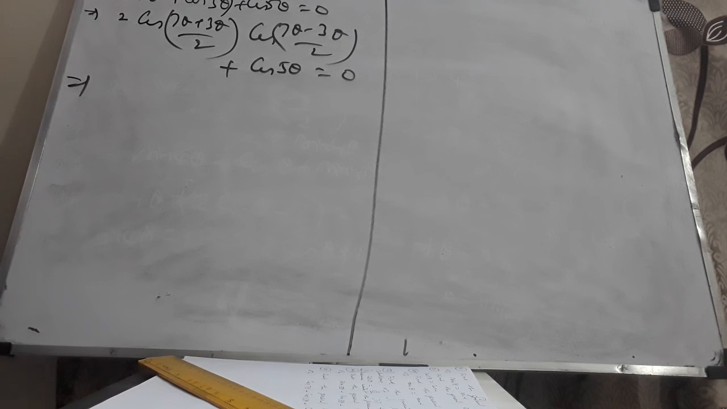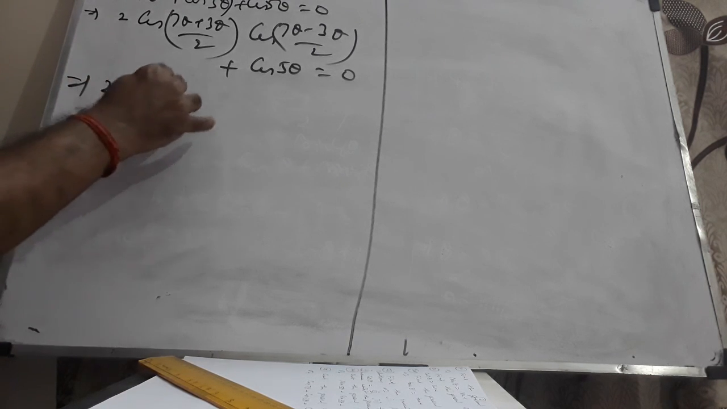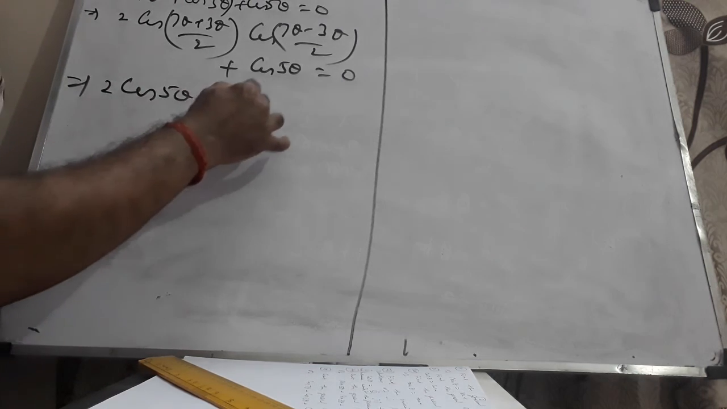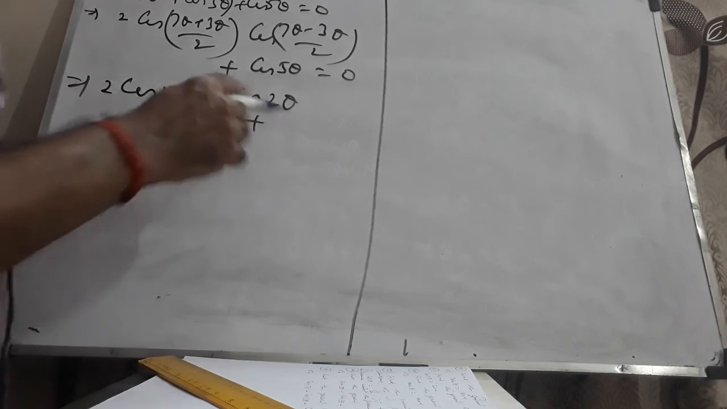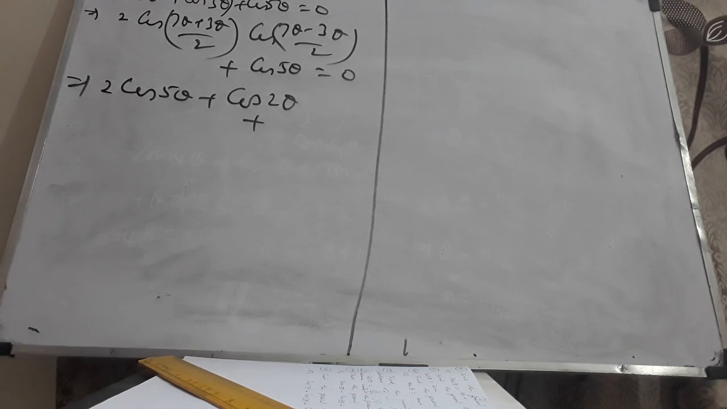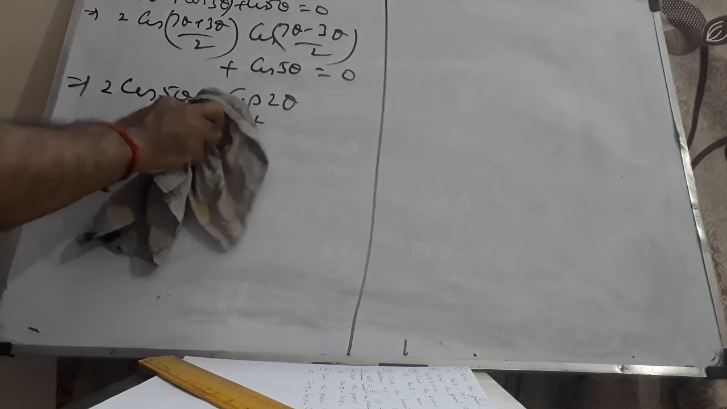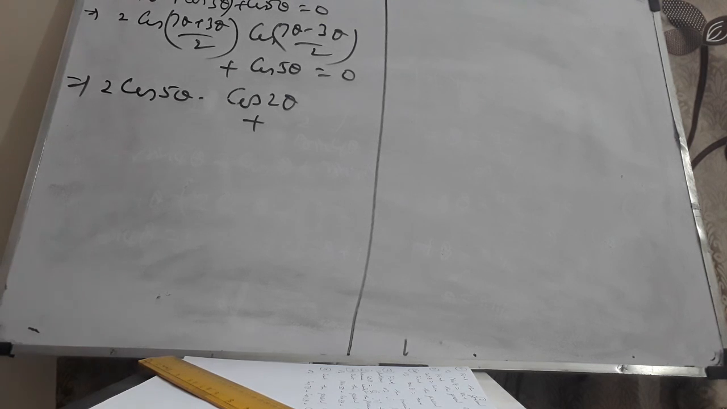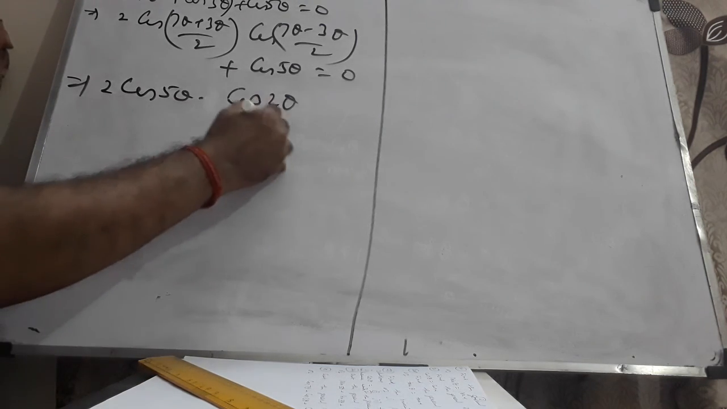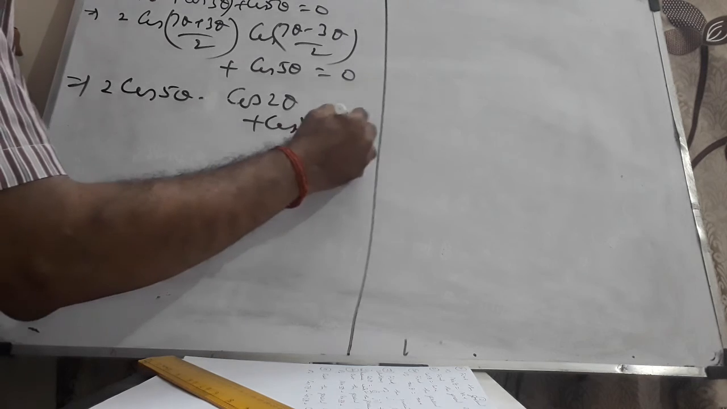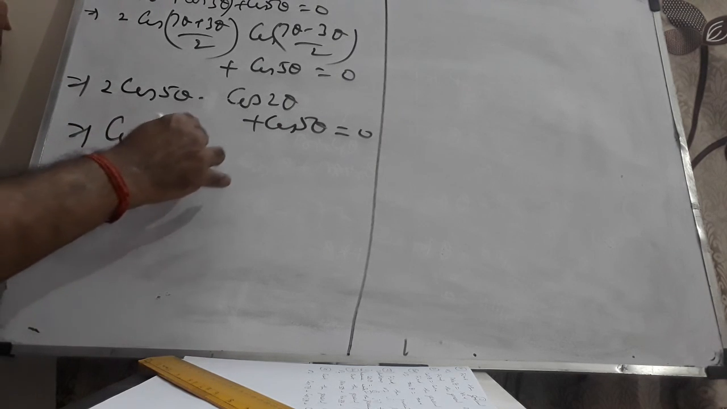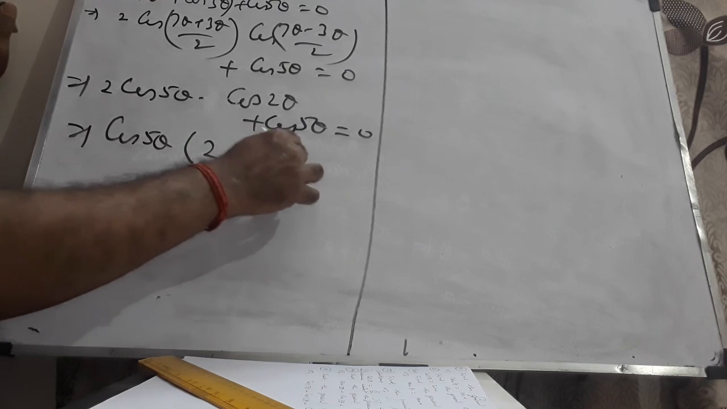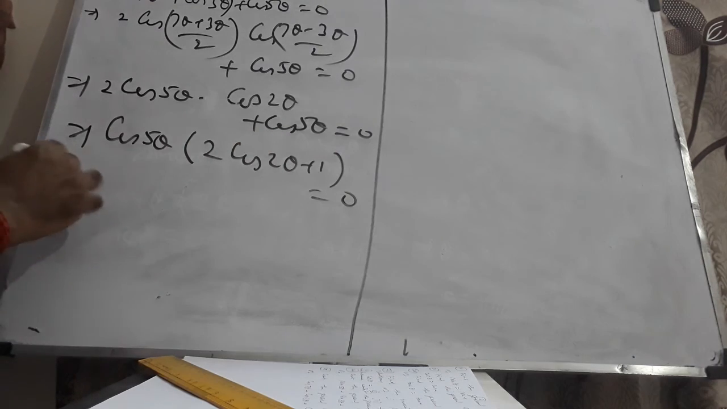Usage of cos C plus cos D formula: 2 cos 5 theta, into cos 2 theta, plus cos 5 theta is equal to 0. Sorry, it is only a product here; even in the previous sum I wrote it as plus. Now take cos 5 theta as common: cos 5 theta into (2 cos 2 theta plus 1) is equal to 0.